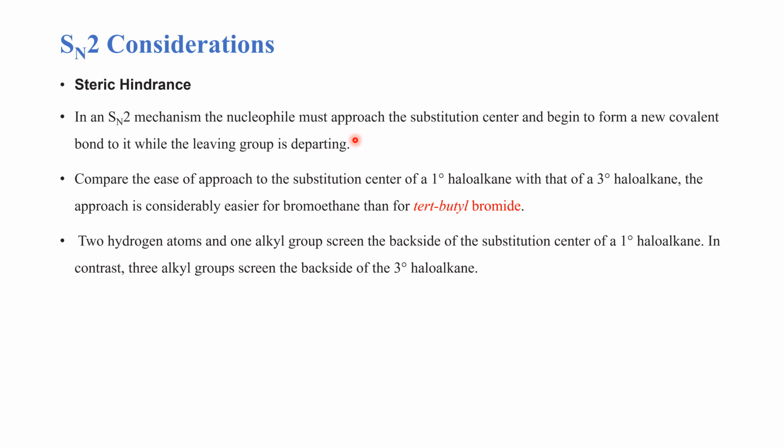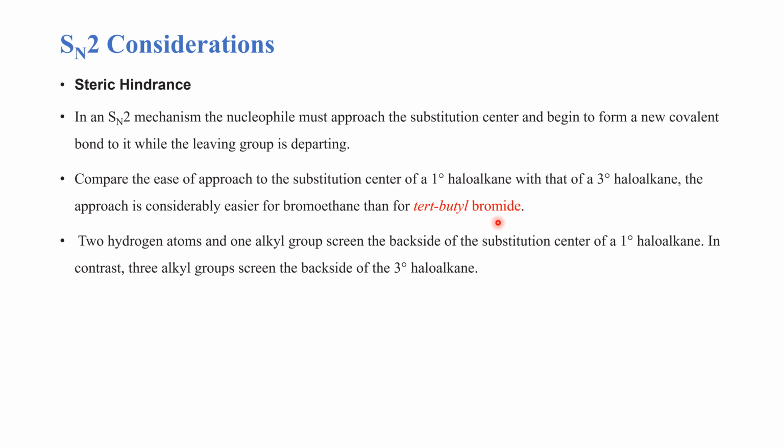As we discussed, the SN2 mechanism is basically dependent on steric hindrance if we consider the structure of the haloalkane. So in an SN2 mechanism, the nucleophile must approach the substitution center and begin to form a new covalent bond to it while the leaving group is departing. That is what the mechanism is. So compare the ease of approach to the substitution center of a primary haloalkane with that of a tertiary haloalkane. The approach is considerably easier for bromoethane than for tertiary butyl bromide.